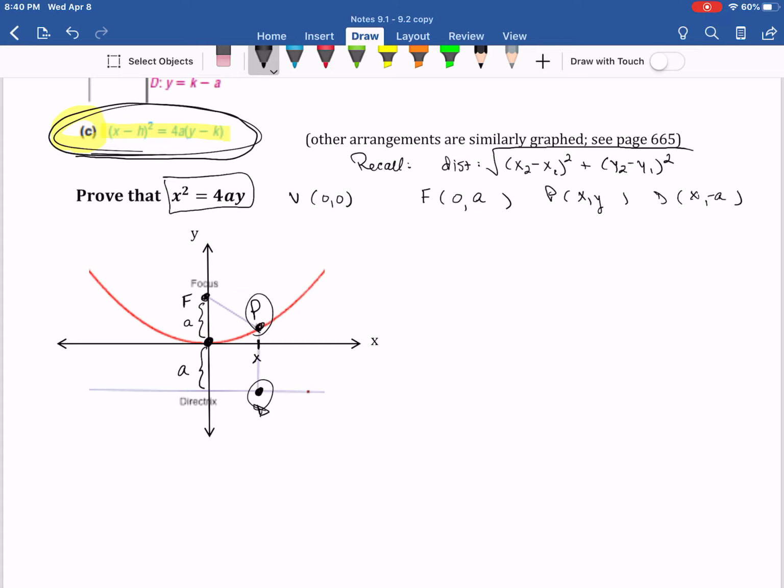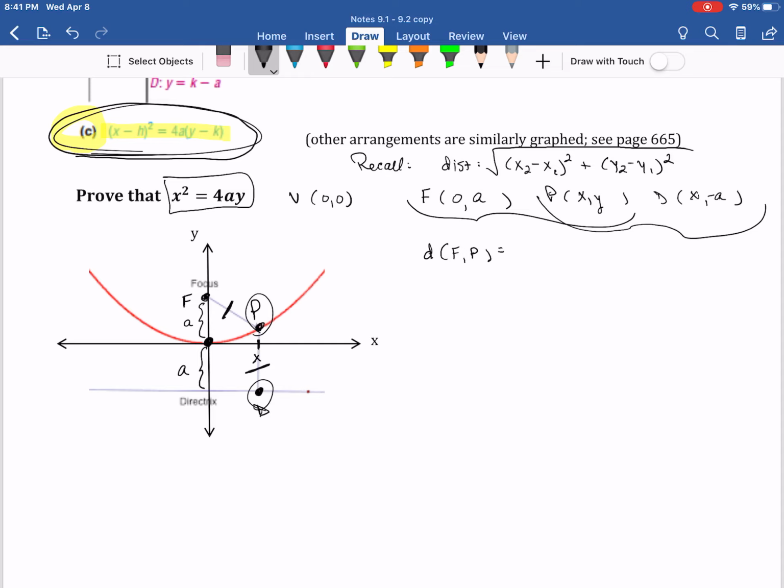And what we're going to do is also remember that a parabola is constructed so that the distance from the focus point F to point P on your graph is equal to the distance between that point P and your directrix point D, okay? So that's why we needed the distance formula. In other words, the distance between F and P is equal to the distance between P and D. Those two distances have to equal each other. So let's first find the distance between F and P.